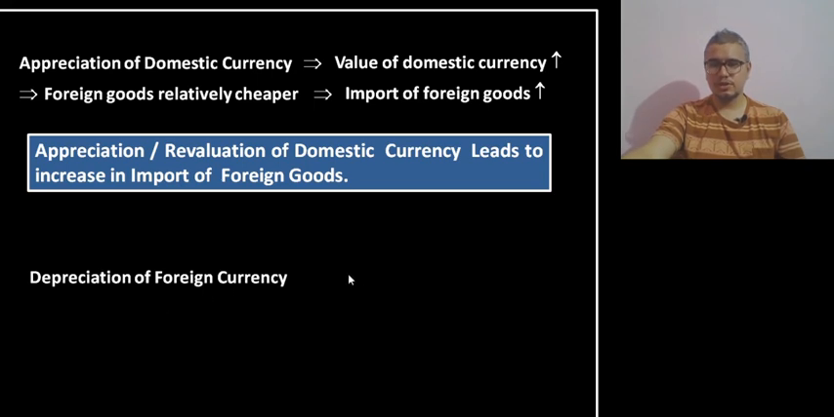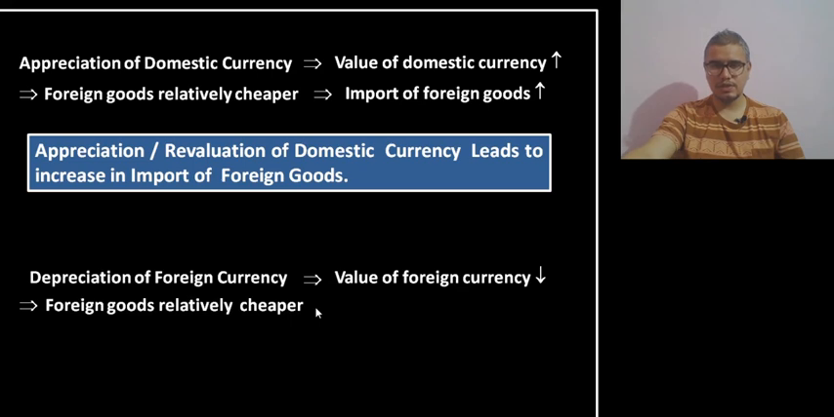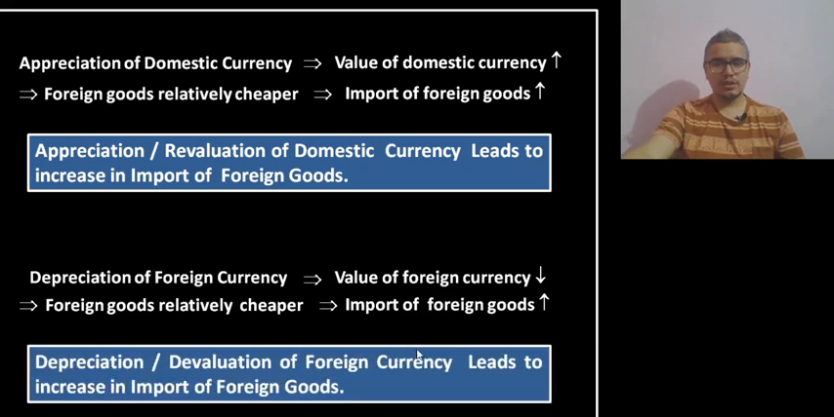So whenever there is depreciation of foreign currency, it means that the value of foreign currency has decreased, and when the value of foreign currency decreases, foreign goods become relatively cheaper for Indian citizens. So Indians will purchase more of foreign goods, that is, they will import more of foreign goods. Okay, so we can conclude this as whenever there is depreciation or devaluation of foreign currency, it will lead to increase in import of foreign goods. Okay, why is it so? It is so because the foreign goods now become relatively cheaper for the Indian citizen.